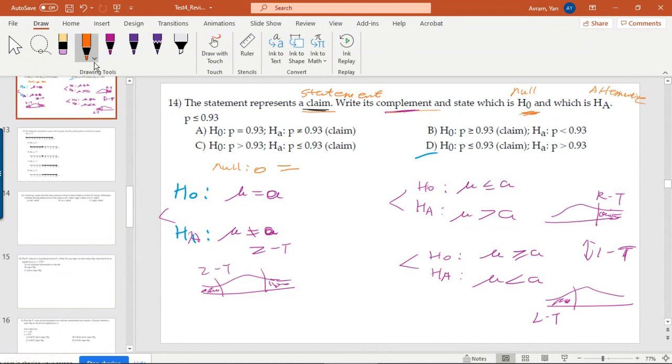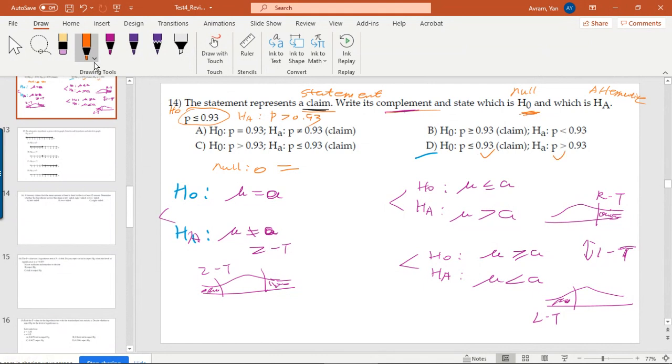Now, if we look at this one right here, this is a statement, right? P is less than or equal to 0.93. Since this one has an equal sign, it must go to the null hypothesis. And my alternative one here will be P greater than 0.93. So we're going to look at which one matches. This is the only one that matches.